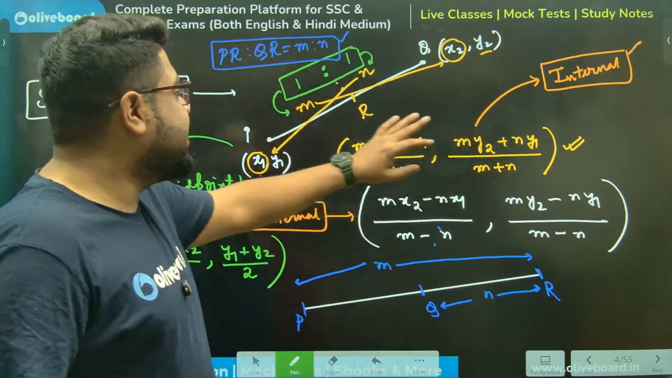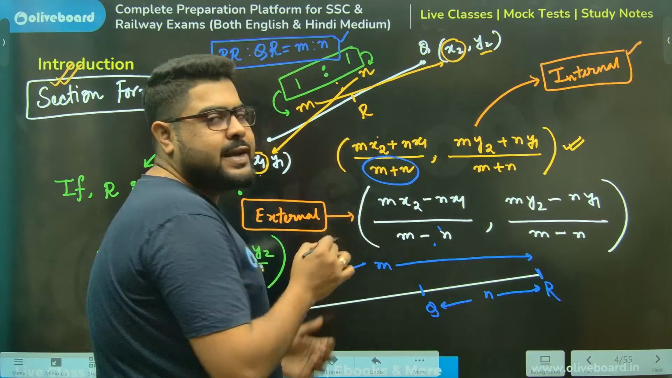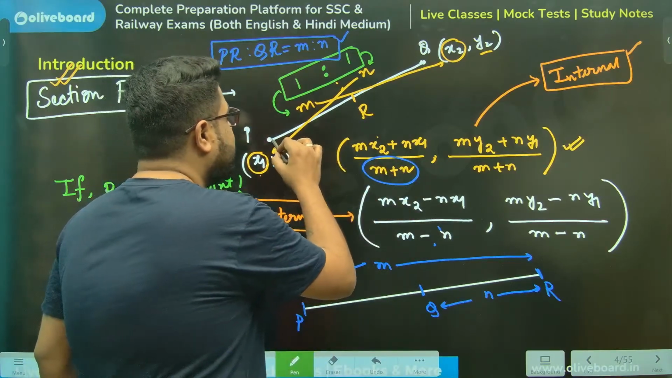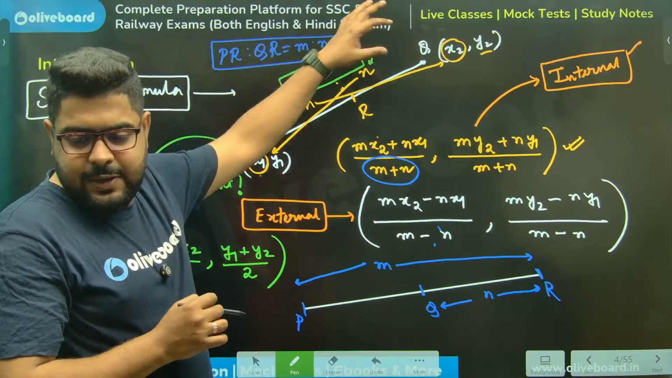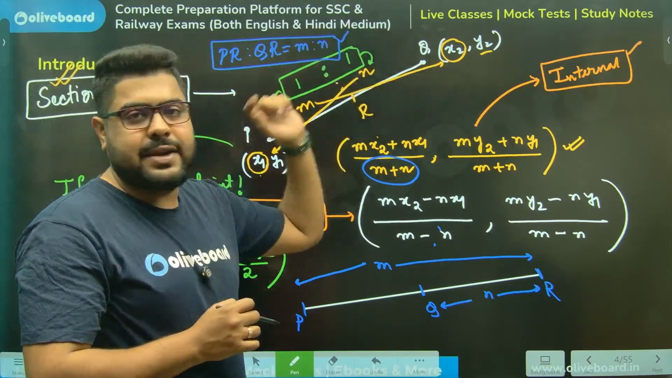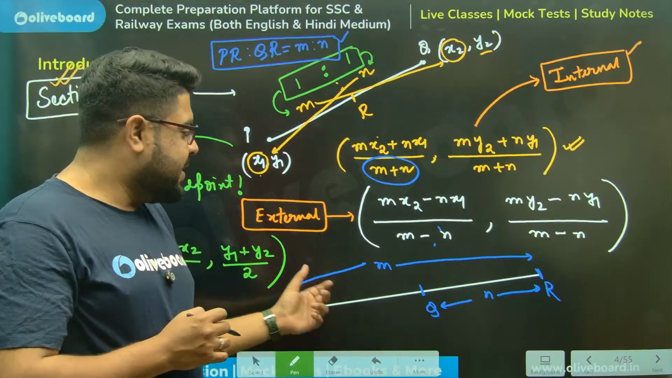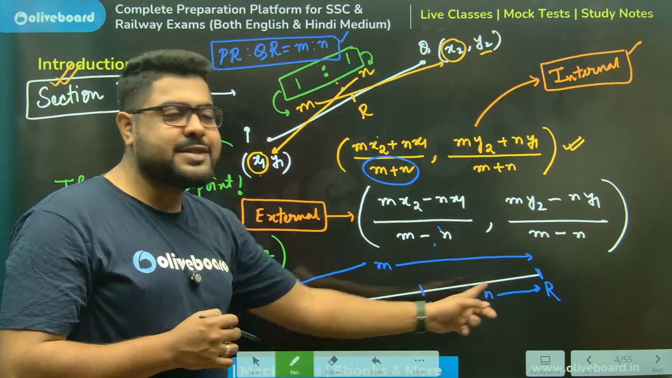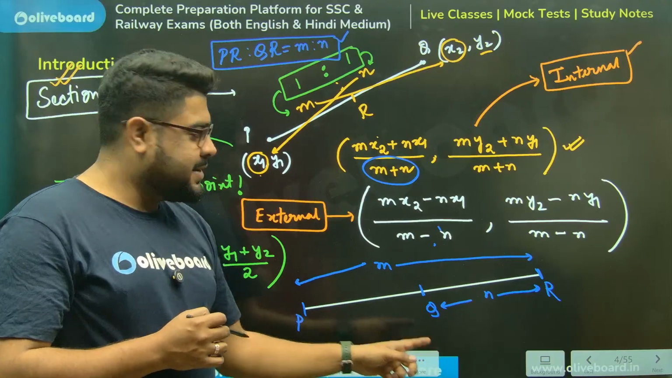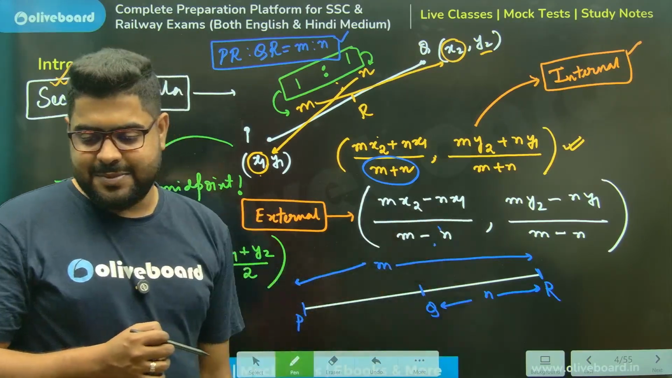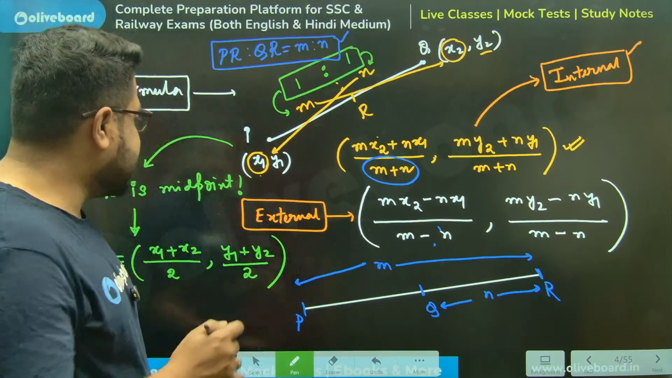Always remember, in the formula the denominator is always the length of PQ. In the internal case, this part is M, this part is N, so the denominator is M plus N. Come back to the external case: the total is M, this much is N. The denominator will be PQ, which is M minus N. You see, in the formula it automatically comes. Clear? This is for external.